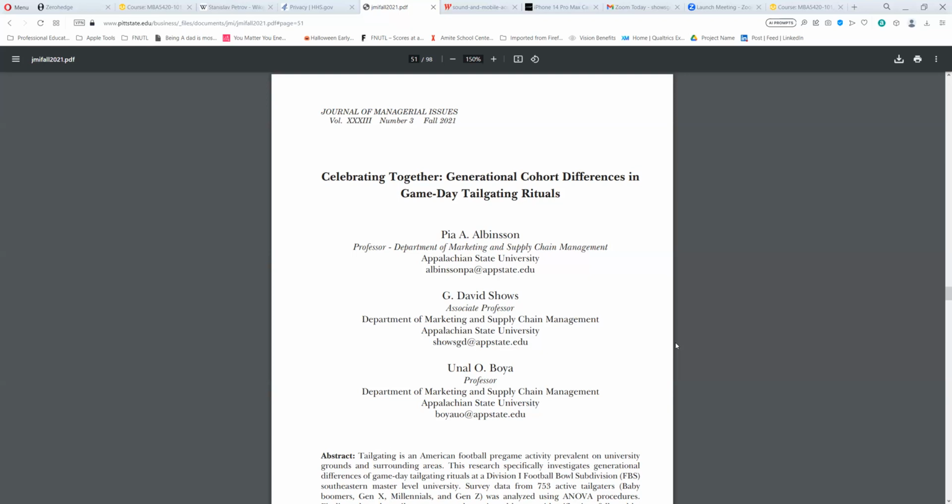Okay? So I thought this was important. It was important enough for me and Dr. Albinson and Uno Boyo. It was very important for me to collect this information. So we gathered it together. We found it important. And so we found that generationally, consumers in tailgating go for different reasons. The boomers tend to be there to support the teams. They dress in colors, those kind of things, whereas the younger tailgaters, they came for the experience. The experience was more important to them than anything else is.